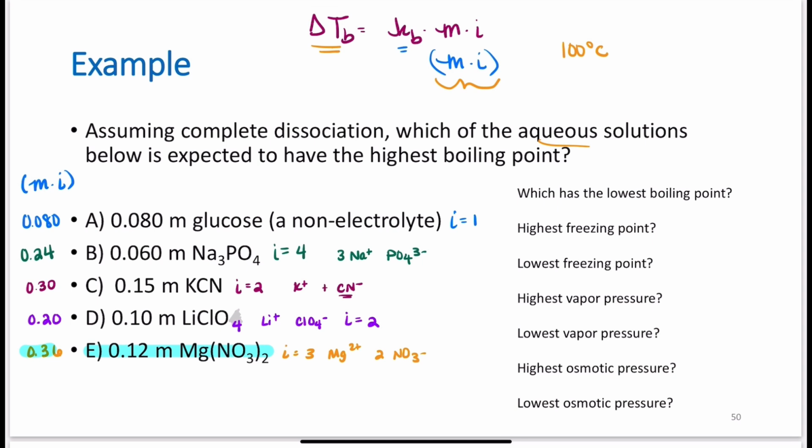Which one would cause the lowest boiling point? It is boiling point elevation, so I want the one that causes the smallest addition to the boiling point. That will be the smallest number. In that case, A.